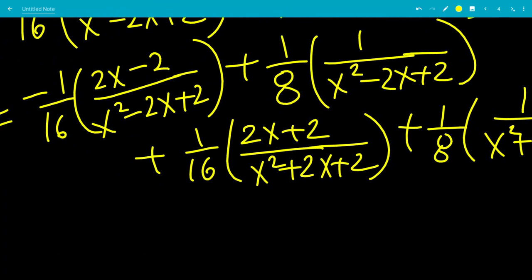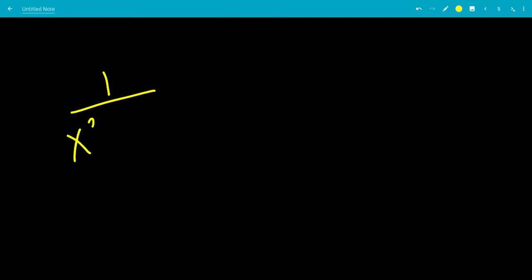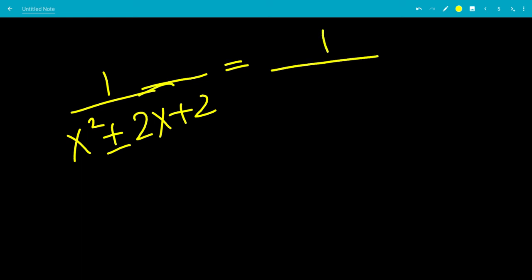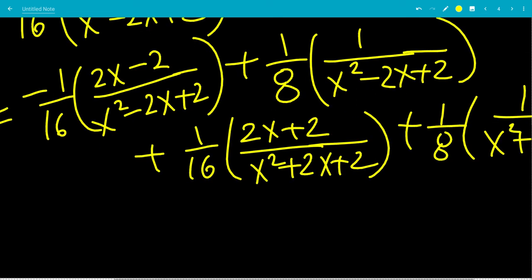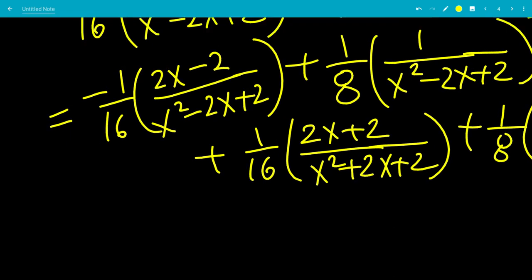So let's look at 1 over x squared plus or minus 2x plus 2. So this is factorable, as in x plus or minus 1 squared plus 1. And how do you see that? Because x plus or minus 1 squared is x squared plus or minus 2 times x, and then plus 1 squared, which is just plus 1, so plus 2. So this works. Okay, so we're going to integrate.